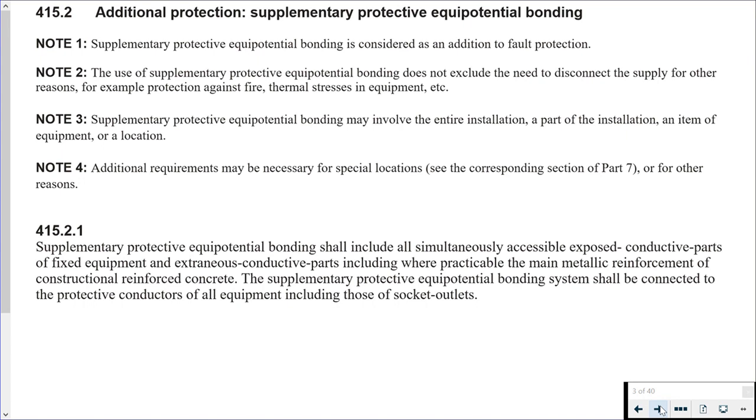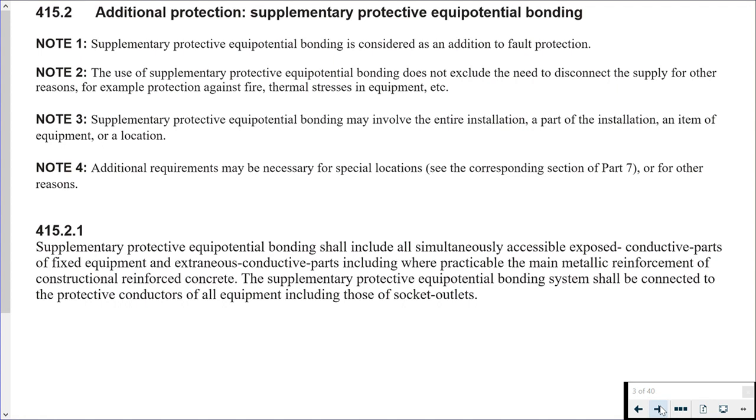And then they're saying it may involve the entire installation, a part of the installation, even just an item of equipment or a particular location. And in note 4, it's telling you to look at Part 7, for example, bathrooms, swimming pools, medical locations, where there are different requirements for supplementary protective equipotential bonding. For example, in certain medical locations, your maximum touch voltage will reduce.